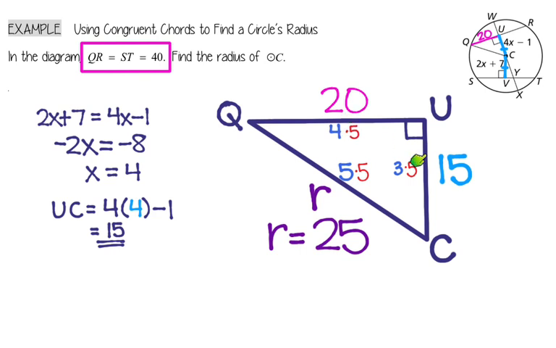Or you notice that there's a ratio. This is 20 and 15, and these are both multiples of 5. You go, oh, it's 4, 3, then that's got to be 5 times 5. So you can find this out by using the 3, 4, 5 right triangle.